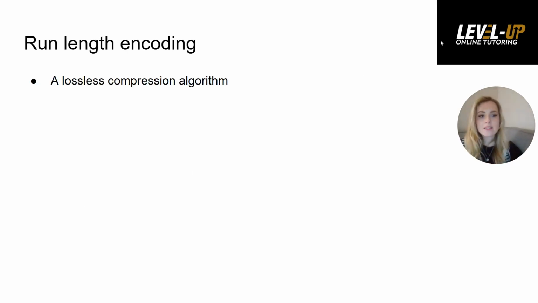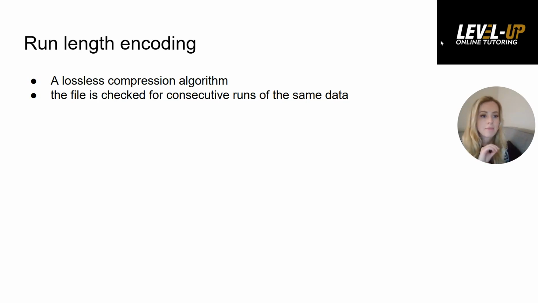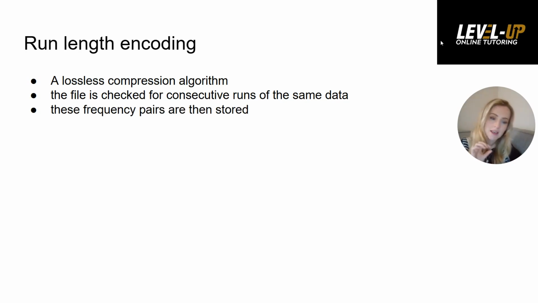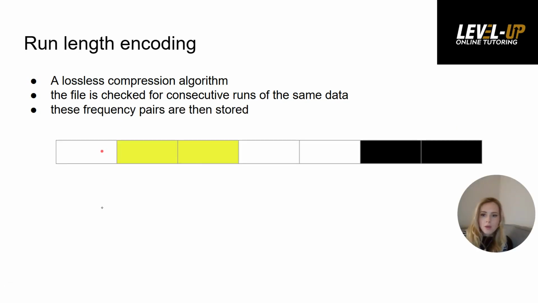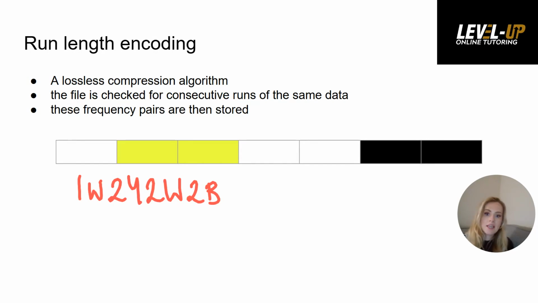It's a compression algorithm, and basically it's going to compare consecutive runs of the same data. So two pieces of data that are the same. Okay, so we would potentially say one white, two yellow, two white, two black. So what I'm doing is I'm technically compressing that data. However, there is a bit of an issue with run length encoding.